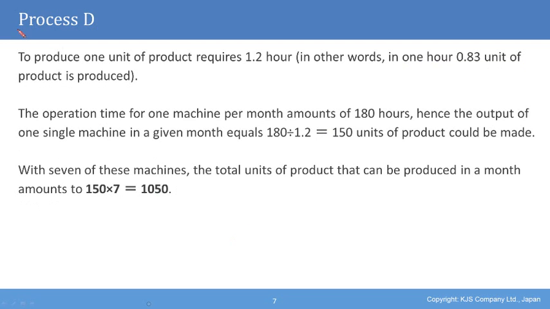And finally, for process D, to produce 1 unit of product requires 1.2 hours. In other words, in 1 hour, 0.83 units of product is produced. The operation time for one machine per month amounts to 180 hours. Hence, the output of one single machine in a given month equals 180 divided by 1.2, which equals 150 units of product that can be made for one machine per month. With 7 of these machines, the total units of product that can be produced in a month amounts to 150 times 7, which is equal to 1050.